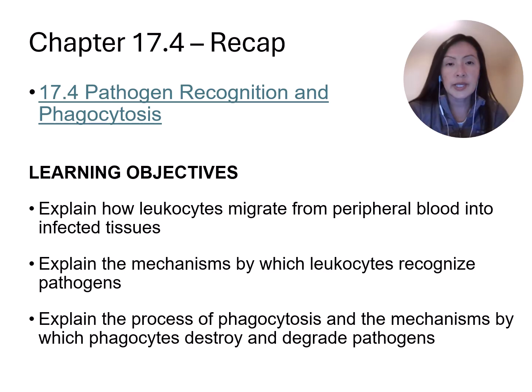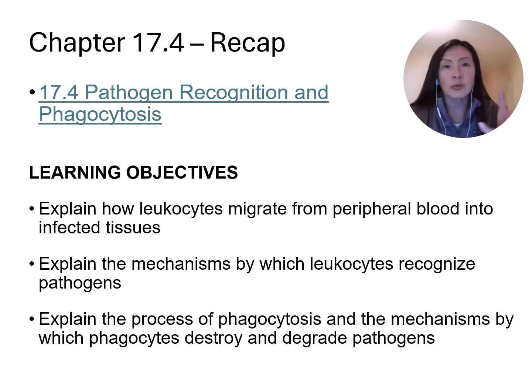All right, let's recap section 17.4. The first learning objective asks, explain how leukocytes migrate from peripheral blood into infected tissues. So this process was called extravasation or diapedesis. We saw that there's some kind of infection that occurs and cytokines and that complement factor C5a will be released. That causes endothelial cells to express adhesion molecules.